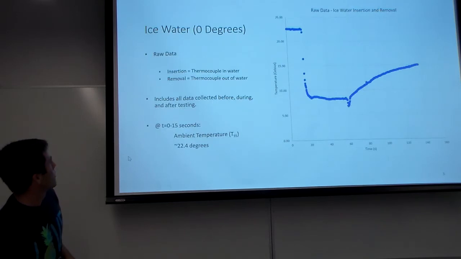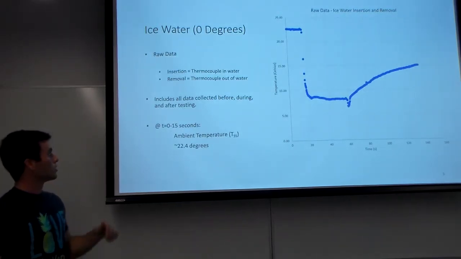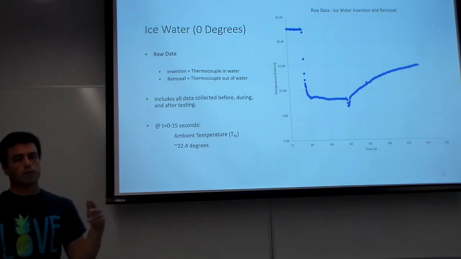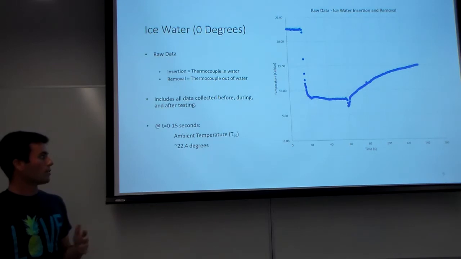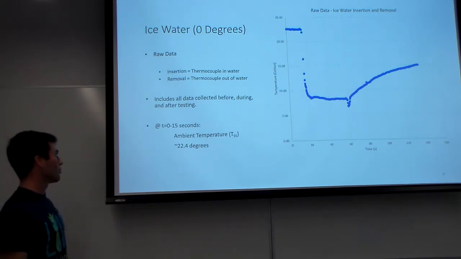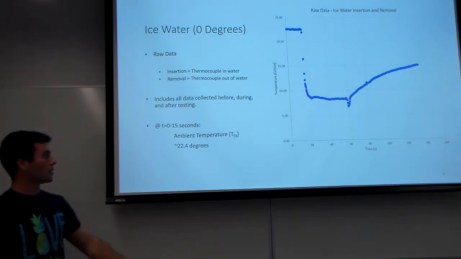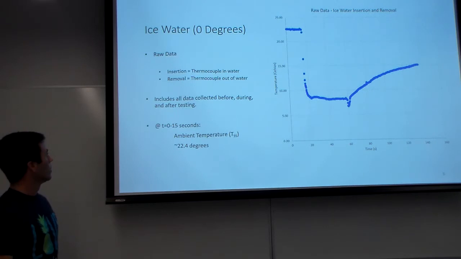So this is the raw data for our portion of the experiment. You can see it starts at about 22.5 degrees Celsius, which is our ambient temperature. You can see we insert the probe, it goes down to about 8 degrees, and like I said, it doesn't get any cooler. The water is actually warming while we're doing this experiment. And then when we pull it out, you can see it start to rise towards ambient temperature. We stopped it before it got there.